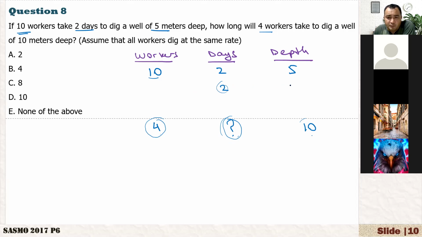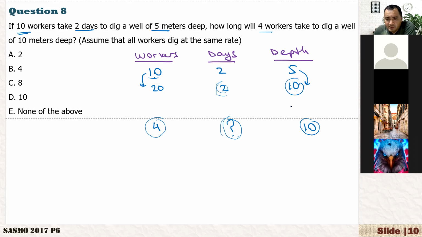If we want them to dig more, let's say 10 meters in 2 days, do we need more workers or less workers? We need more workers. Why? Because in the same day we want them to dig more. So if I multiply this 5 by 2 to get 10, I also need to multiply this 10 by 2, that is 20. Because if the time does not change, if we have more workers, they can do more job. If we have less workers, they can do less job.